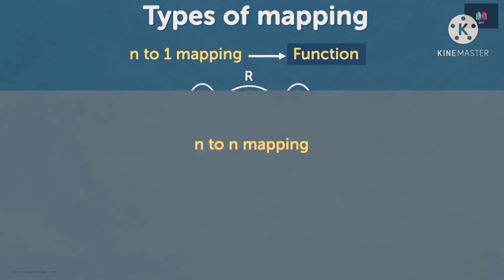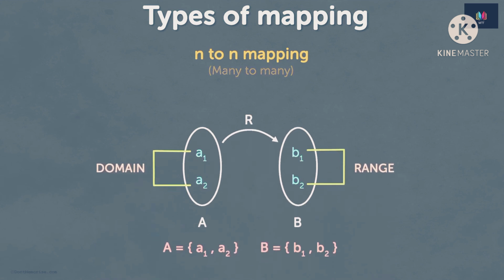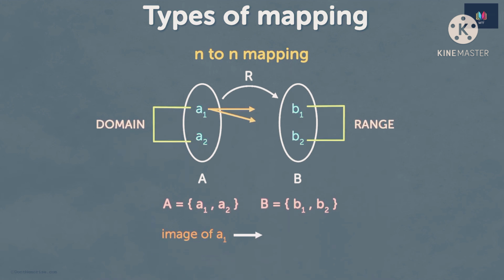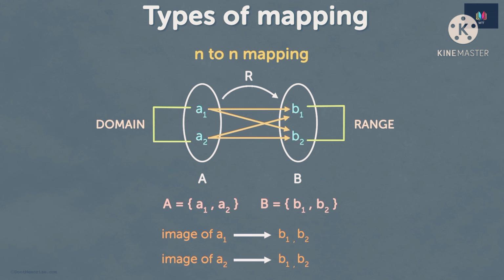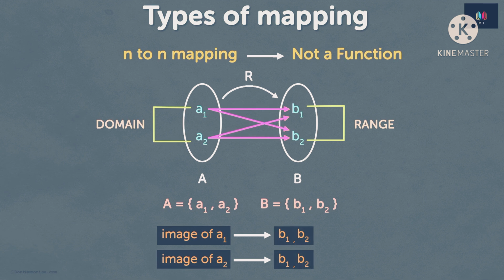And now we come to the last type, many-to-many. Here's the arrow diagram. A1 has 2 images, B1 and B2, and A2 also has 2 images, B1 and B2. Will the relation be a function in this case? What do you think? If the mapping is many-to-many, then the relation is not a function. This is because more than one element in set A has more than one image in set B.